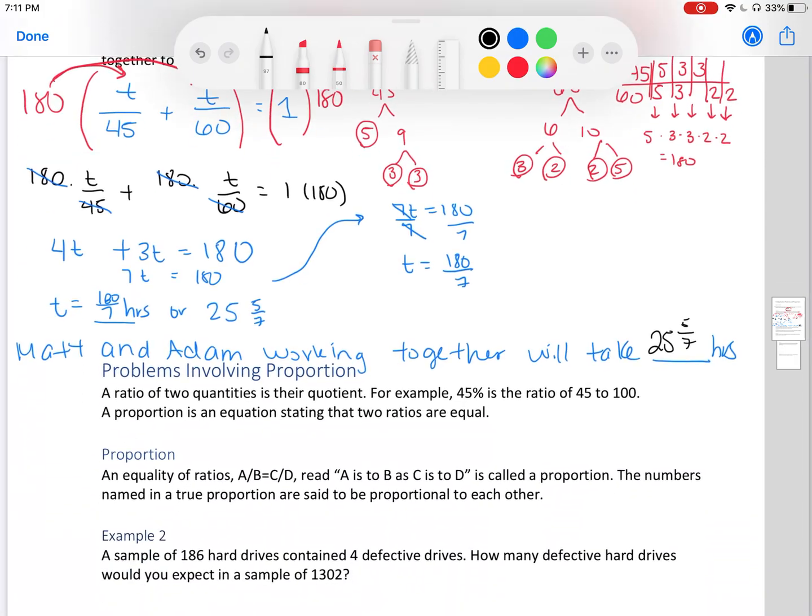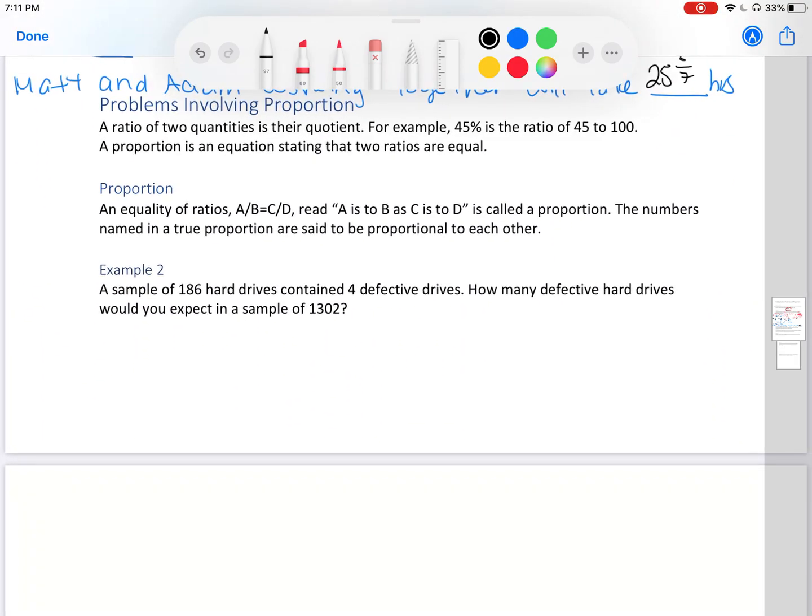Problems involving proportions. A ratio of two quantities is their quotient. For example, 45% is a ratio of 45 to 100. A proportion is an equation stating that two ratios are equal. So ratio, proportion, that's just a different way of writing a fraction.